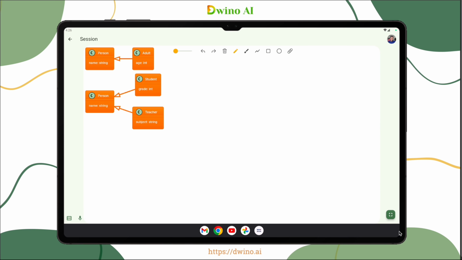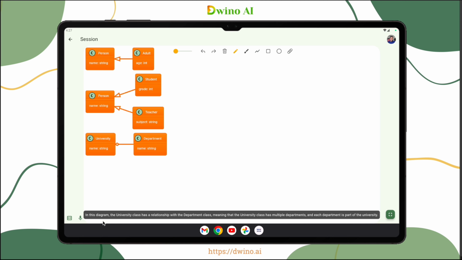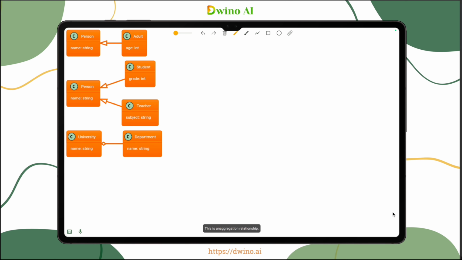Can you now give me an example of aggregation and composition? Of course. I can give you an example of aggregation and composition. In this diagram, the university class has a relationship with the department class, meaning that the university class has multiple departments, and each department is part of the university. This is an aggregation relationship. The department is not owned by the university. Let's take a look at another video.